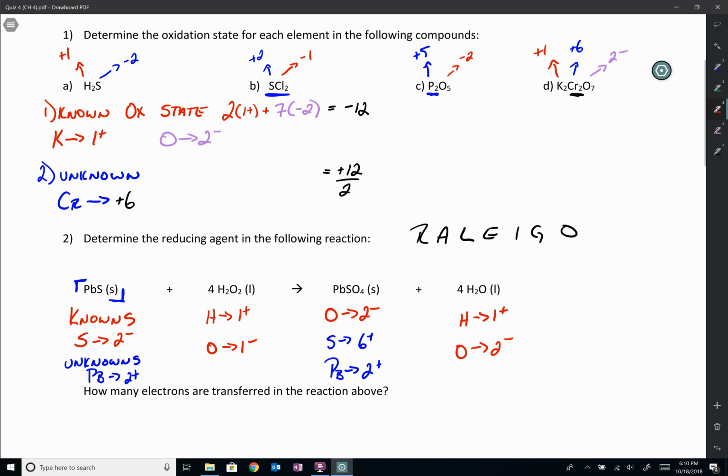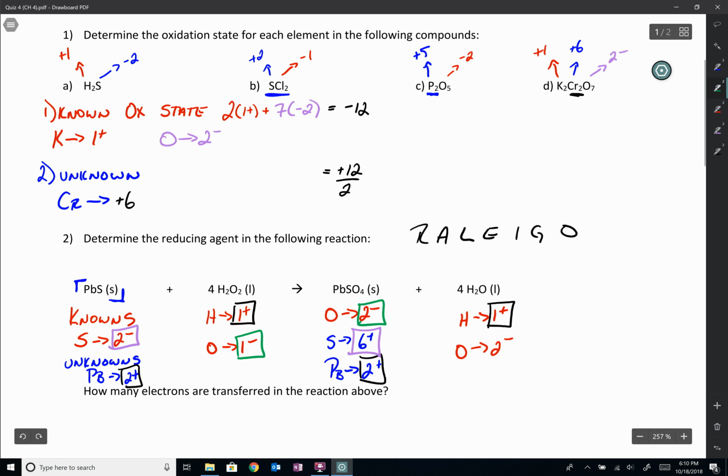Well, we still haven't answered the question, because we need to figure out the reducing agent. Now we have to look for a reducing agent, remember, something that loses electrons, that gets oxidized. So what loses electrons? Let's go through individually. Lead starts at 2 plus, it ends at 2 plus. Sulfur starts at 2 minus, ends at 6 plus. Hydrogen starts at 1 plus, ends at 1 plus. Oxygen starts at 1 minus and ends at 2 minus.